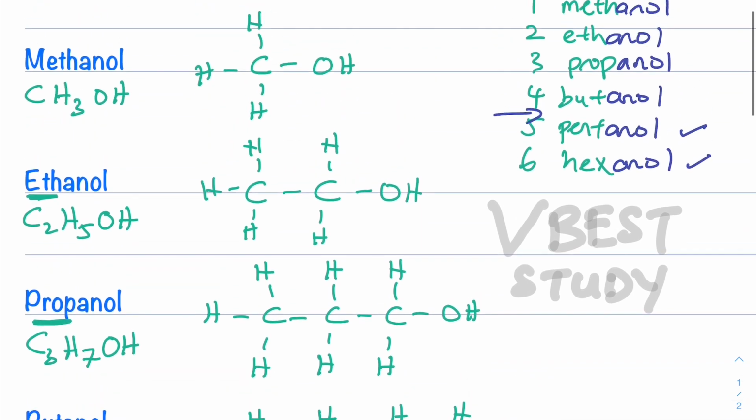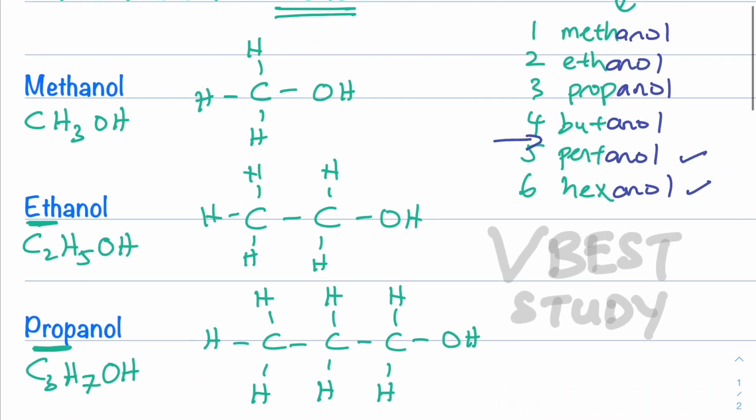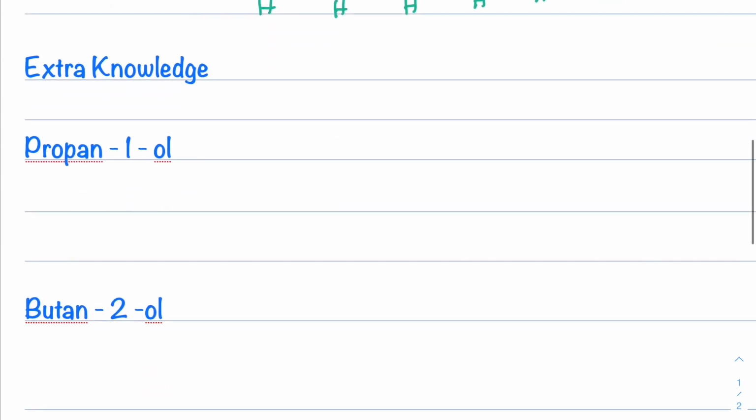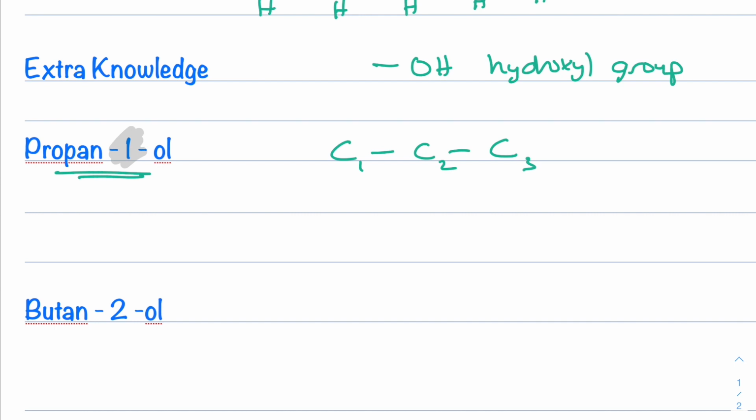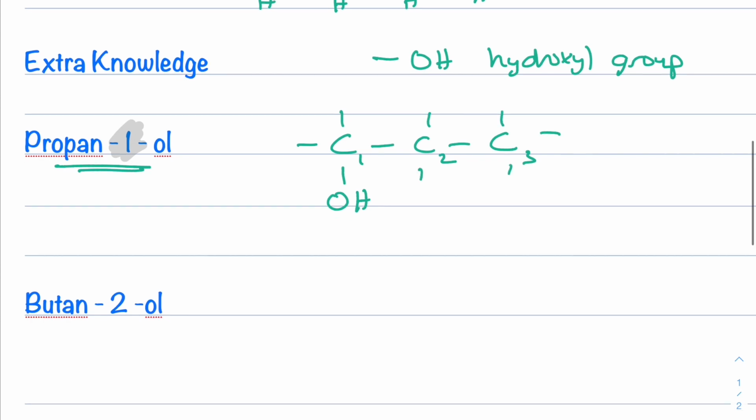So that's how you name and draw alcohols. Extra knowledge: if you have propan-1-ol, this 1 here tells us where the OH is. OH is our hydroxyl group. That's how we recognize that a molecule or compound is an alcohol. So propanol has carbons 1, 2, 3. The 1 shows that the OH is at the first carbon. The rest is just hydrogen.